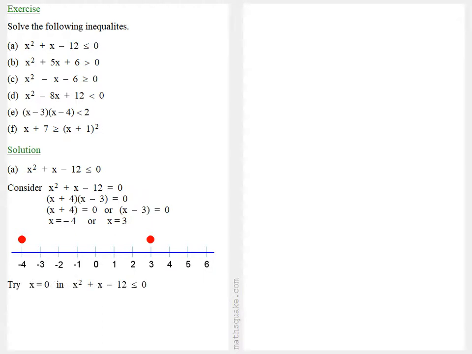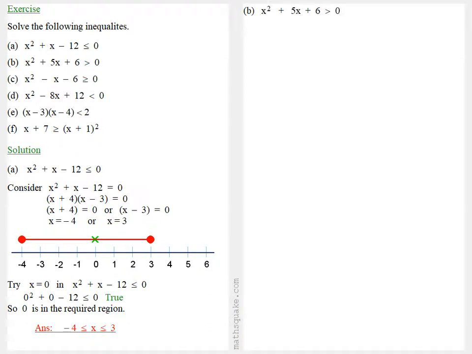So choose a point that's not one of minus 4 and 3. Let's say x equals 0, and substitute it in the inequality. So 0 squared plus 0 minus 12 is less than or equal to 0. In other words, minus 12 is less than or equal to 0. Now that's true. So 0 is in the required region, and so we fill in the gap between the 2 points. And this gives us minus 4 is less than or equal to x, which is less than or equal to 3.